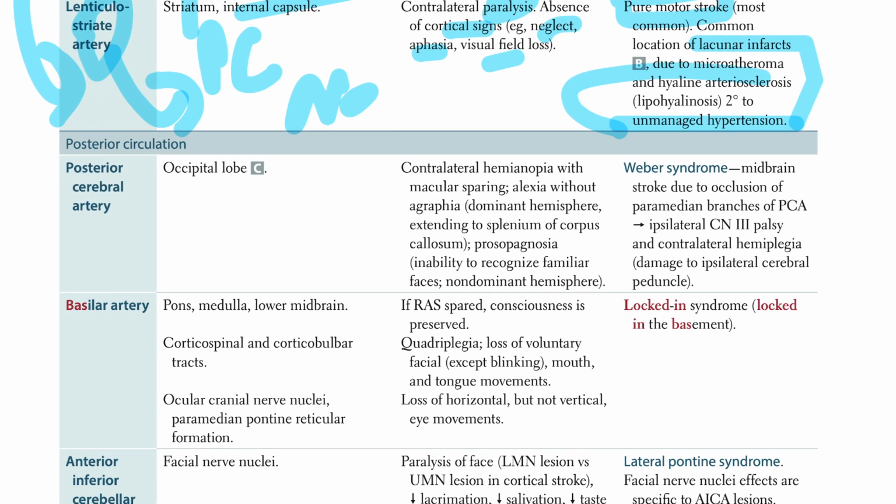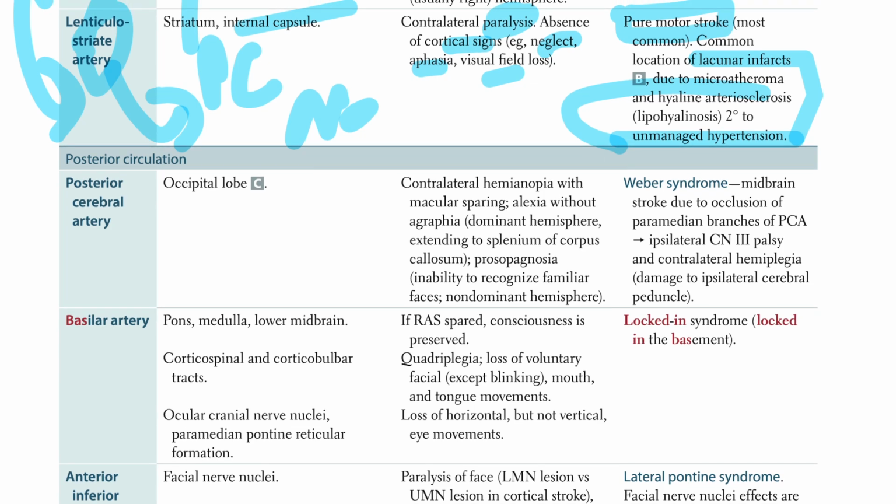Okay, moving on to posterior circulation. Let's change the color. Posterior circulation is a simple thing. When you talk about posterior circulation, you're going to think about the posterior cerebral artery, PCA. PCA supplies the occipital lobe. So what will you cause? That's going to be contralateral hemianopsia with macular sparing.